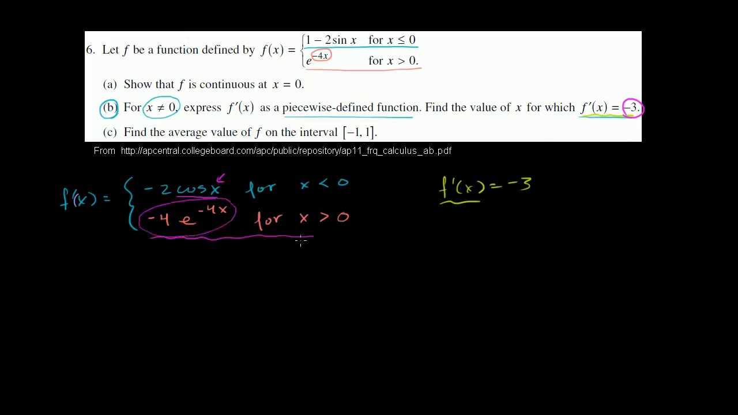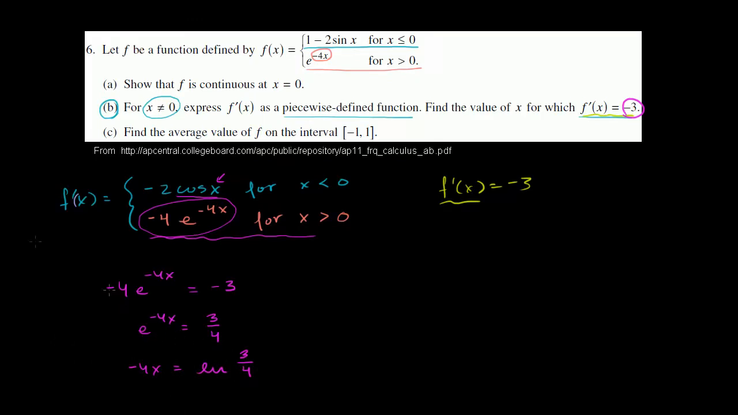And hopefully there are some values of x greater than 0 where this thing is equal to negative 3. So let's try it out. Negative 4 e to the negative 4x needs to be equal to negative 3. We can divide both sides by negative 4. We get e to the negative 4x is equal to negative 3 divided by negative 4, which is 3/4. We can take the natural log of both sides, and we will get negative 4x is equal to the natural log of 3/4.